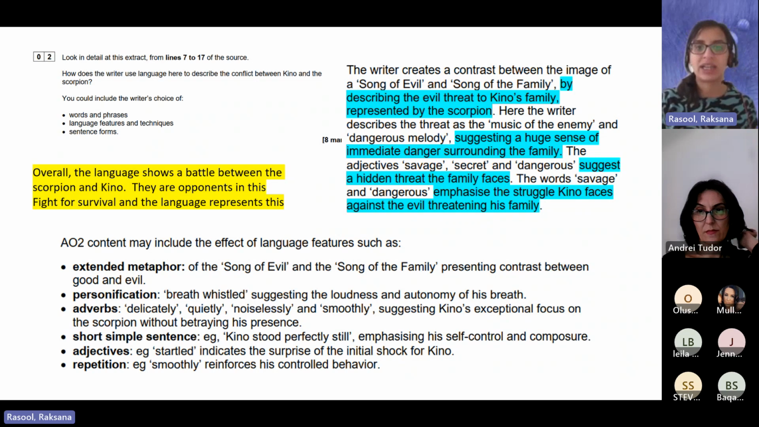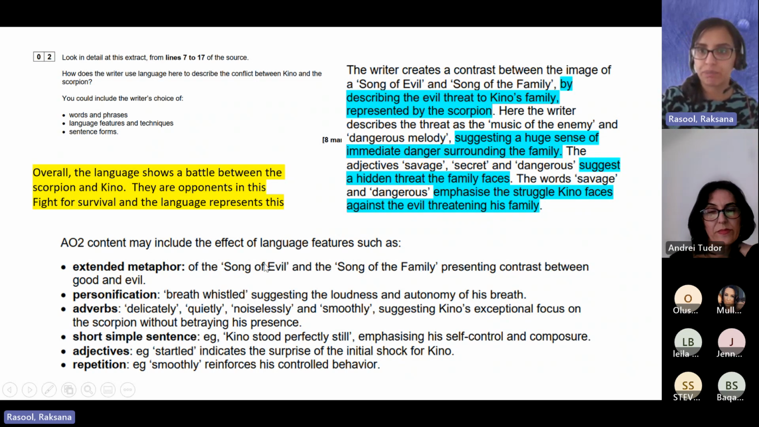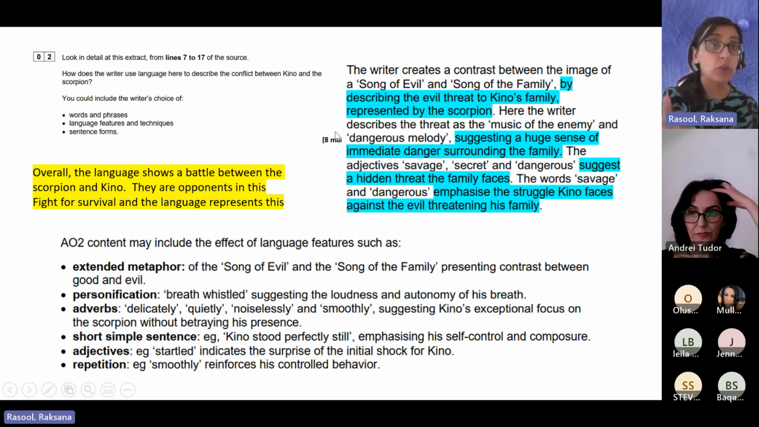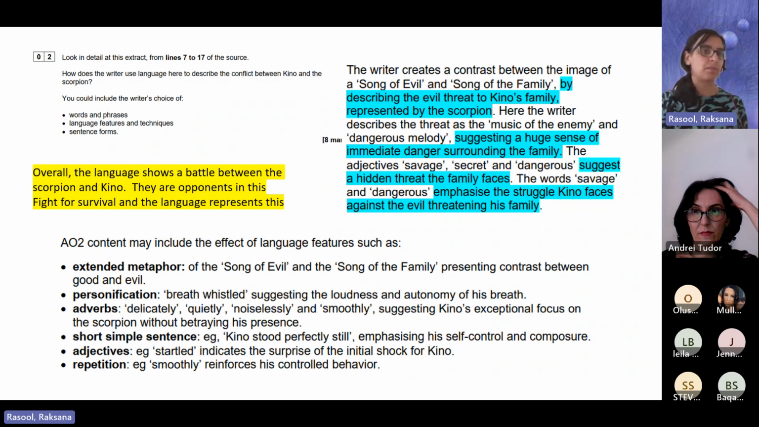And it is a huge threat. That's why there's a song of evil. Okay. And that's why that's a dangerous melody. These adjectives all show the immediate danger surrounding the family. And once Kino has recognized this danger, there's a conflict between Kino and the scorpion of who can get to his son first, who can strike first. Can Kino get to the scorpion before the scorpion gets to his son? And all these language features are used to describe Kino's efforts to get to that scorpion.